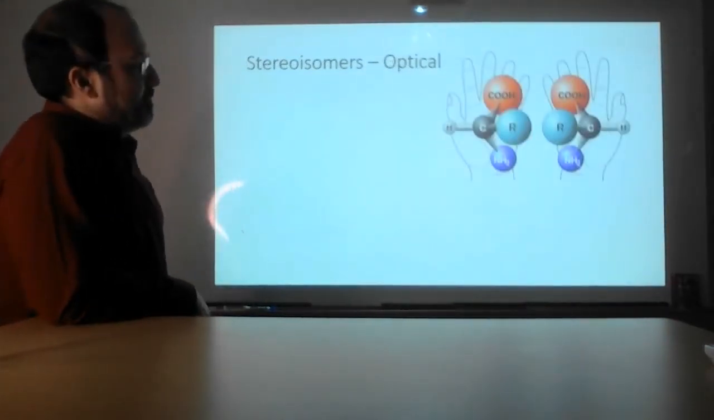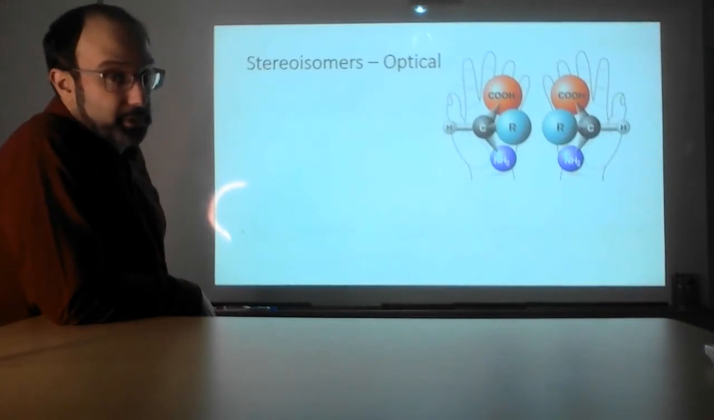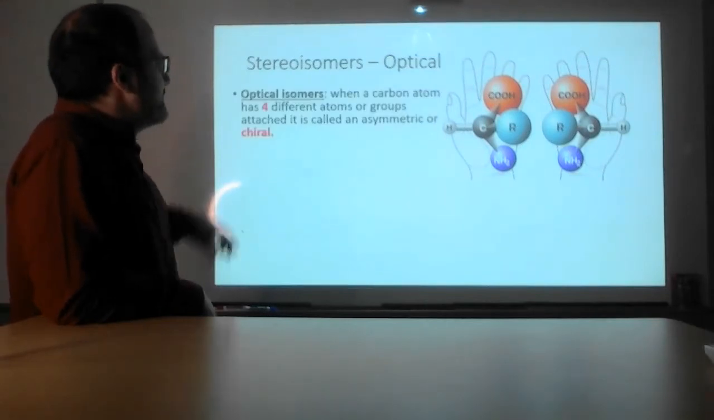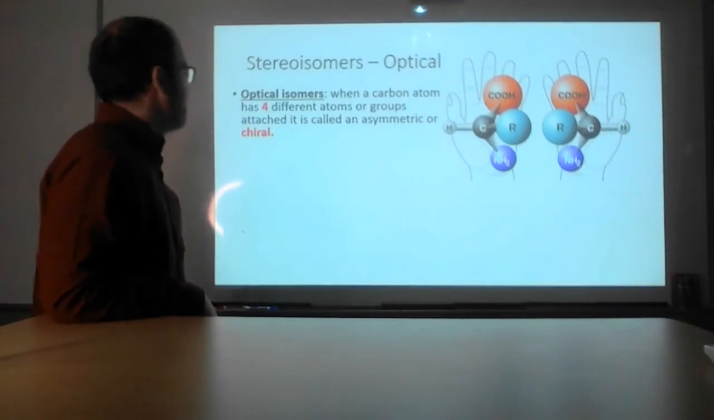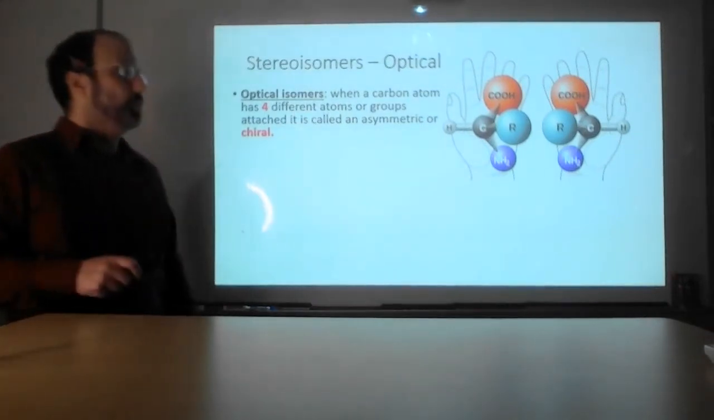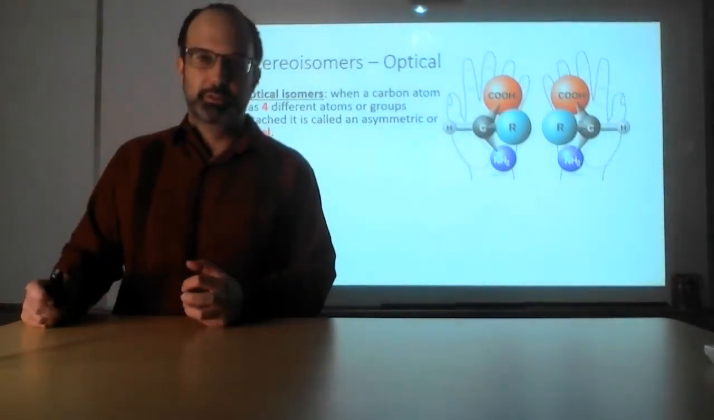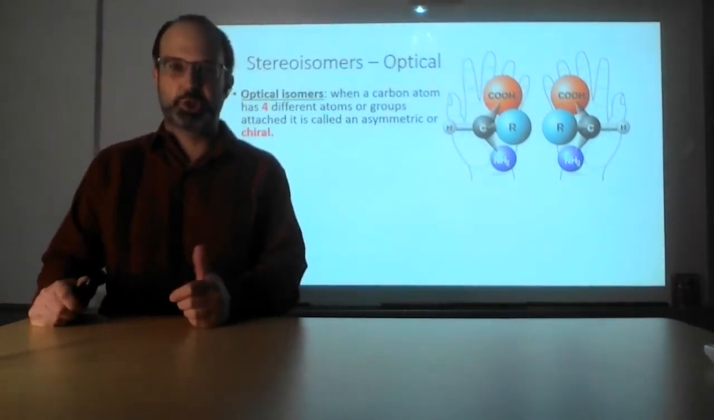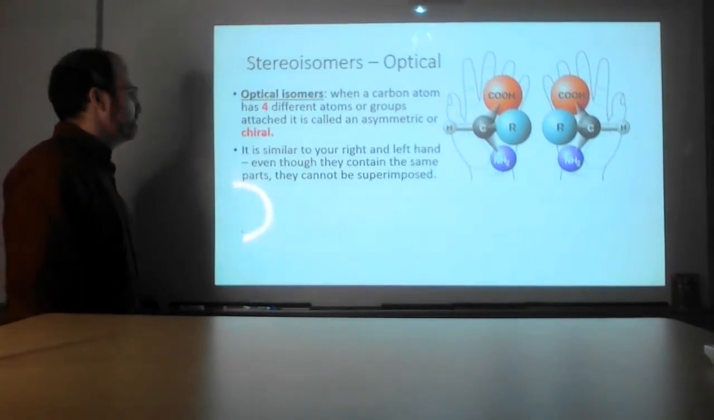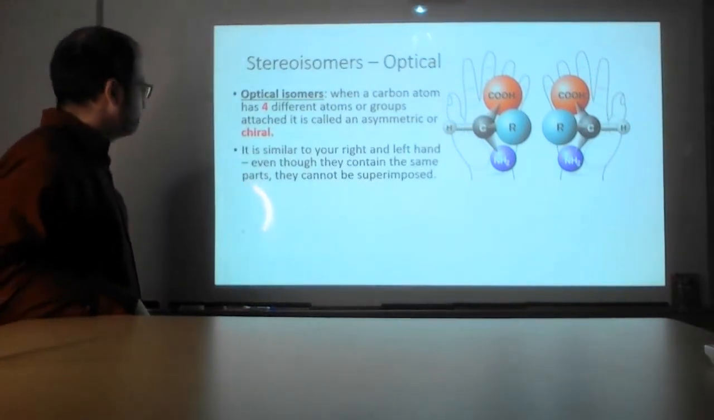All right, optical. It's like optometrist. It means sight. So what are we talking about here? Optical isomers. When a carbon atom has 4 different atoms or groups attached, it is called an asymmetric or chiral carbon. Chiral. That's how you pronounce that word. It's weird. You'd think it'd be churl, but it's chiral. It's Greek again, I think.